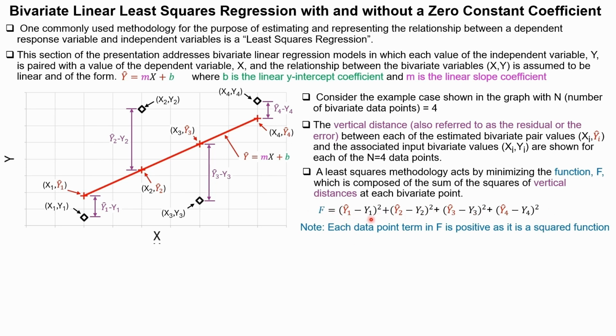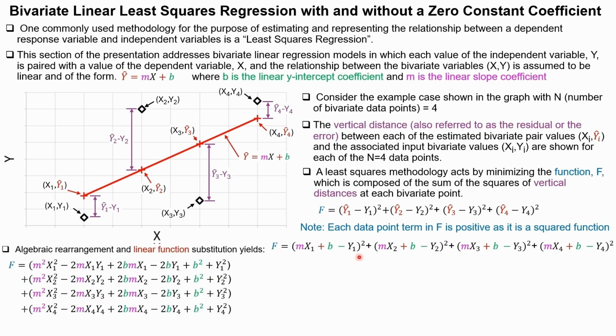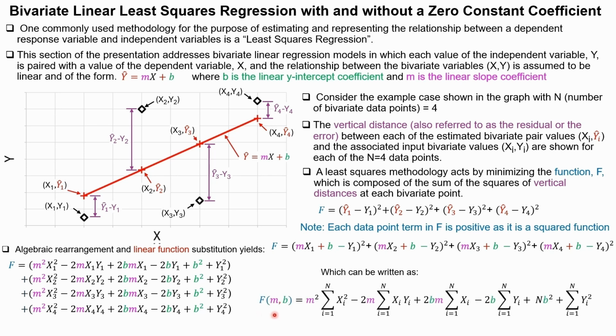Note that each term is a positive term, since whether this value is positive or negative, it's being squared, it turns out to be positive. Substituting in for each of the response-dependent variables, for example, y hat 1, with the model form of the relationship between the independent and the dependent variables, we now have this form of this function f. Squaring this residual for each of the four data points, we have this representation of the function f. Squared function f in terms of the two parameters of the model, m and b, the slope and the intercept, can be written as here.